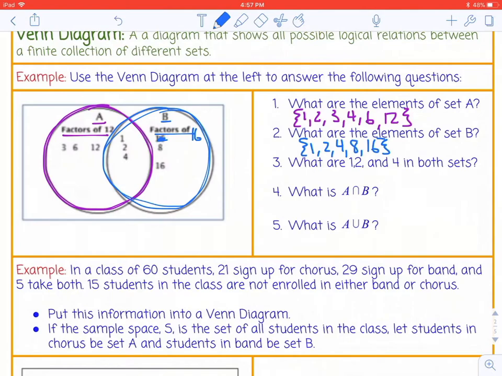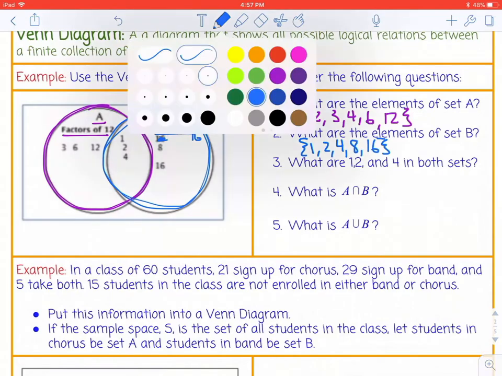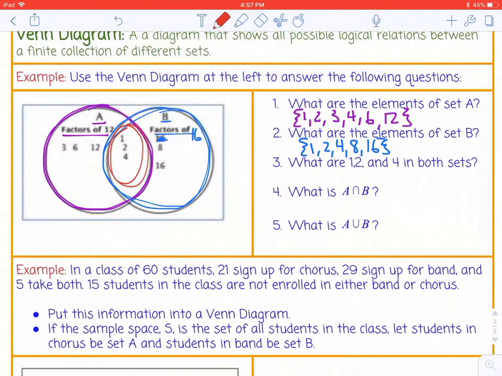What are 1, 2, and 4 in both sets? So 1, 2, and 4 right here in the middle are the overlap or the intersection of the two sets. The ones they have in common. Common elements. So it says, what is A intersect B? We could just list them out. So 1, 2, and 4 are the intersection of A and B.